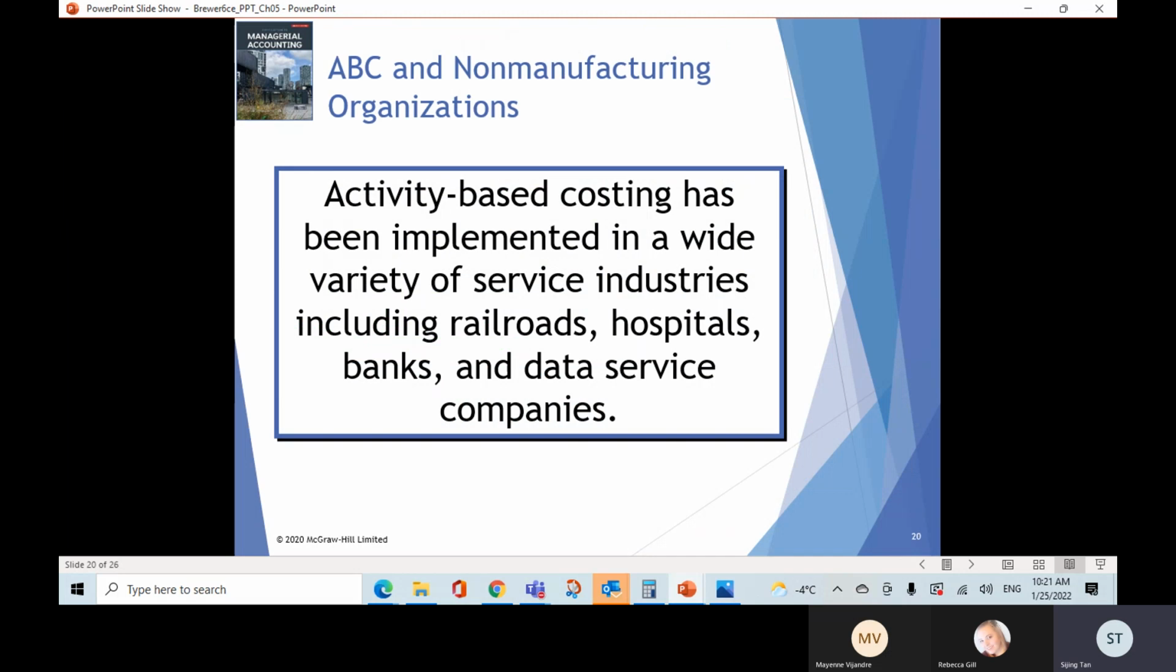Now, activity-based costing has also been implemented by various service organizations. We have mentioned in our textbook, such as banks, hospitals, cities, and data service companies. Successful implementation of an ABC system depends on identifying the key activities that generate cost and tracking how many of those activities are performed for each service the organization provides.